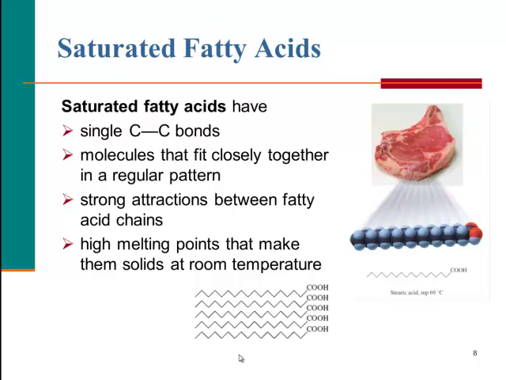And what that means, because of the high interaction, is that the melting point for that fat is going to be at relatively high temperatures. So they're going to be solids at room temperature, which again is what you're going to see if you have a big old steak sitting on the counter.